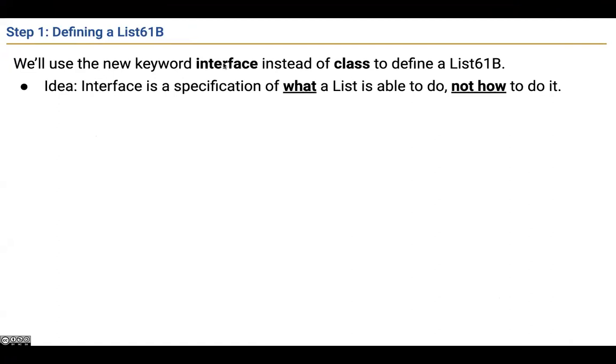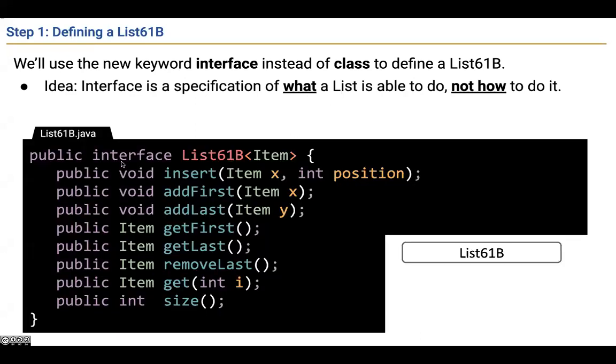We used the word interface instead of class. And the key idea here is that we didn't tell you how the list did its operations. How do you add last? Do you add a link? Do you change the array? We didn't tell you that. We just told you a list of what that object had to be able to do. So here's the interface. Instead of having methods, they all end in semicolons now. OK, that was step one.